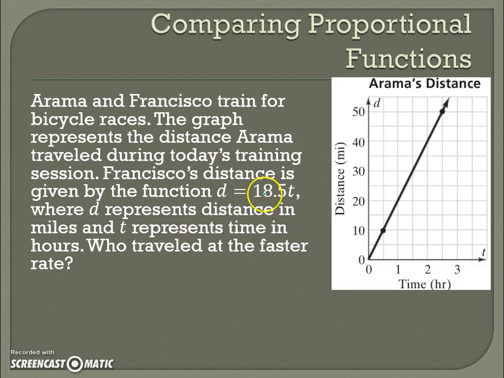So again, we're comparing slope. Here is the slope of Francisco. Arama's is going to be the slope that's given by this slope triangle. And here we have a couple points that we could use. So I go from 10 to 50 is 40. And then I go from 0.5 to 2.5. So I go over 2. So that is 40 divided by 2, which equals 20. So there is the speed, or the rate, of Arama versus the rate of Francisco. So Arama traveled faster.